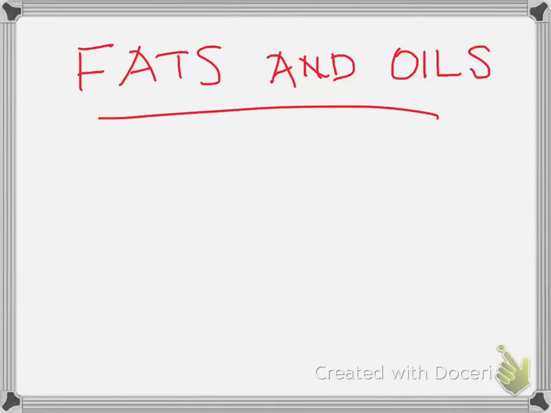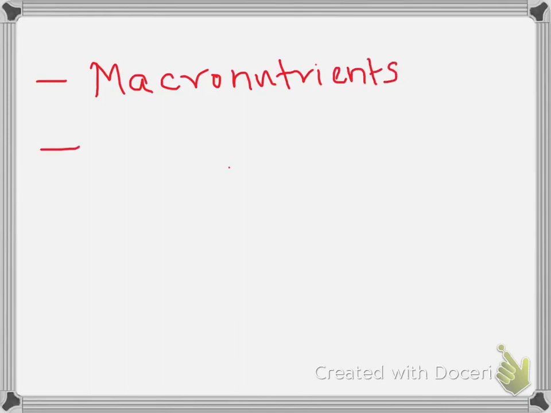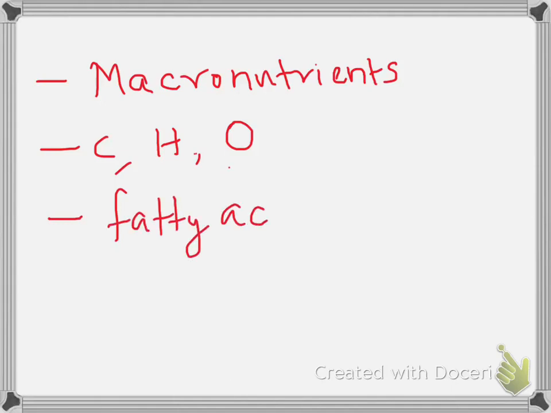In this video, I am going to discuss fats and oils. Fats and oils are considered essential macronutrients, and they are made up of carbon, hydrogen and oxygen. A combination of these elements forms chains of fatty acids.